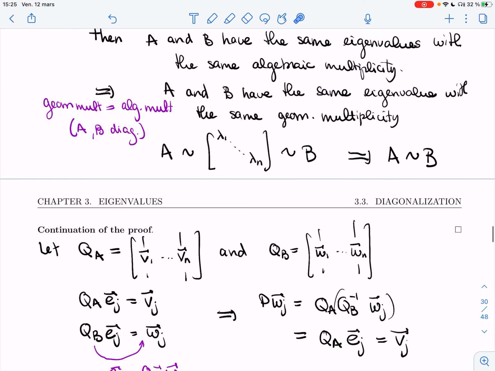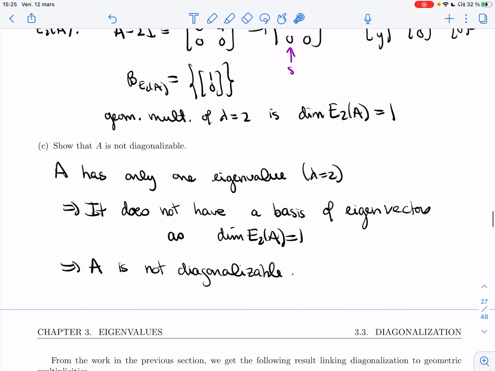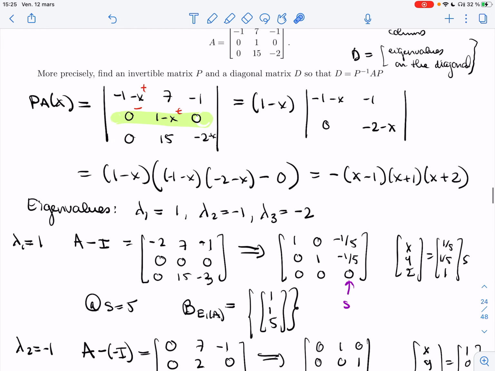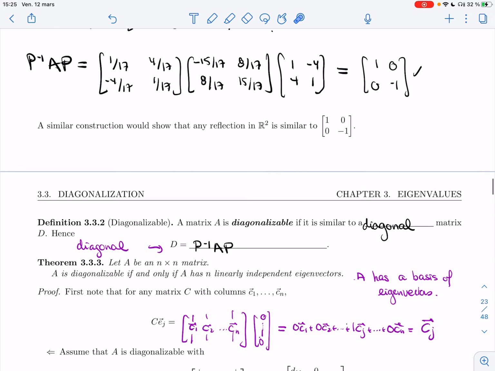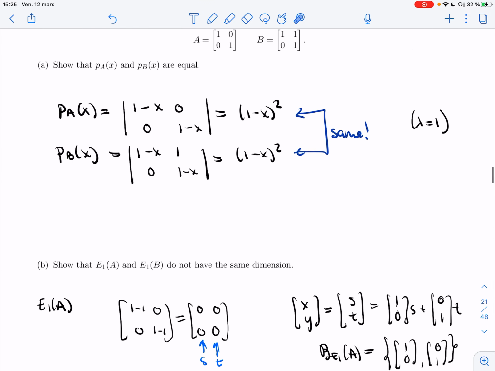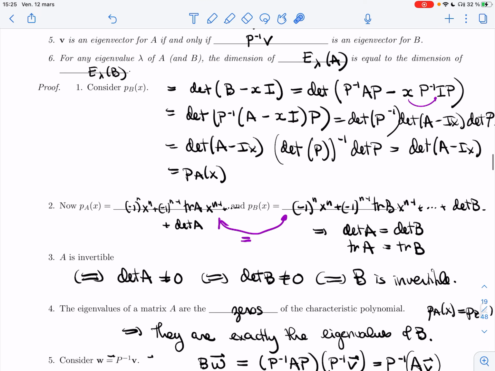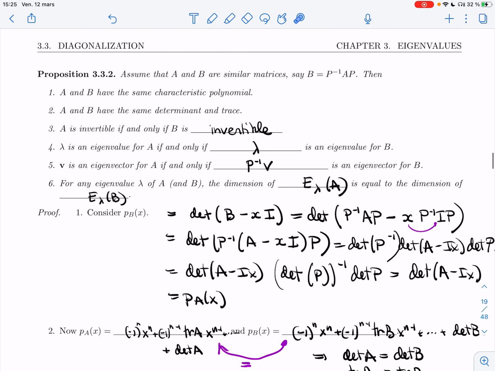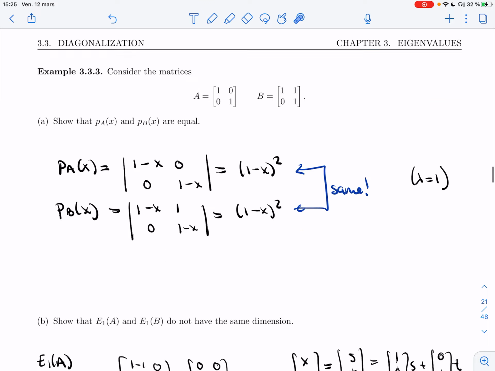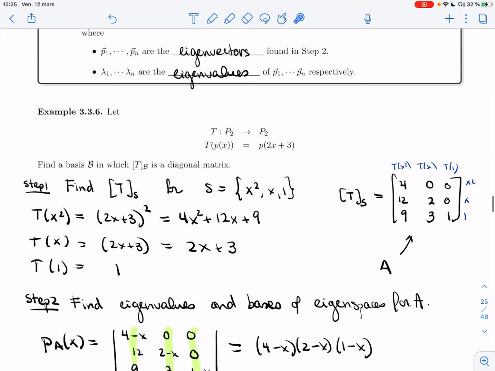And notice that this is what we wanted. This is what we had. Where was it? Man, we've worked hard. Yes, right here. That's been a while. So V is an eigenvector for A if and only if P inverse of V is an eigenvector for B. Okay. So that P matches the eigenvectors just like we wanted.